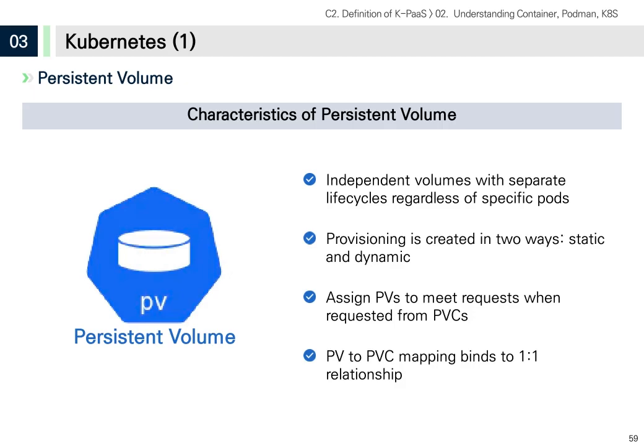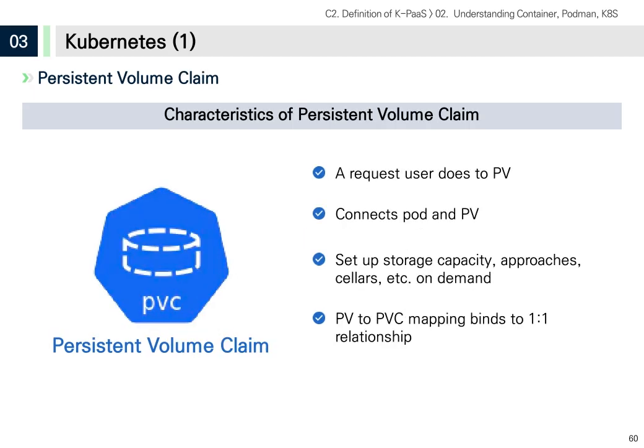PVC, mentioned earlier, stands for persistent volume claim. Instead of requesting storage from a PV directly, you request it through a PVC. When you make a request, you specify the storage capacity, access method, and so on to the PVC, which then makes the request to the PV and connects the PV to your pod.